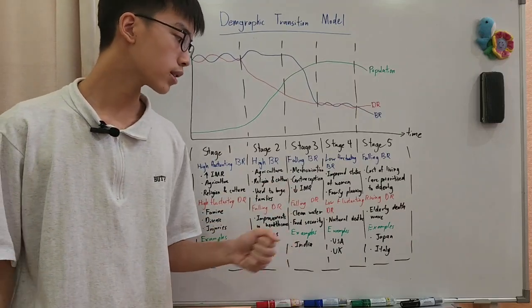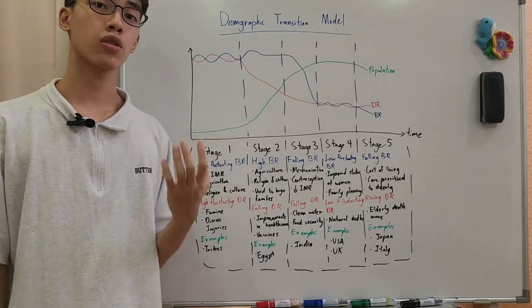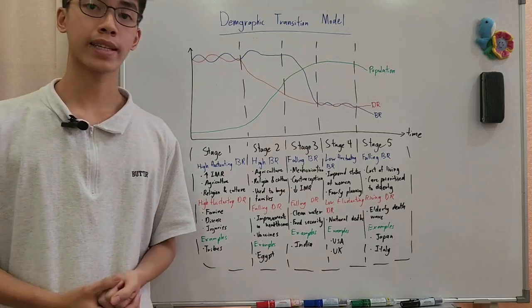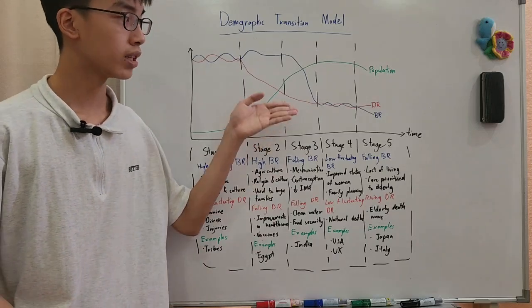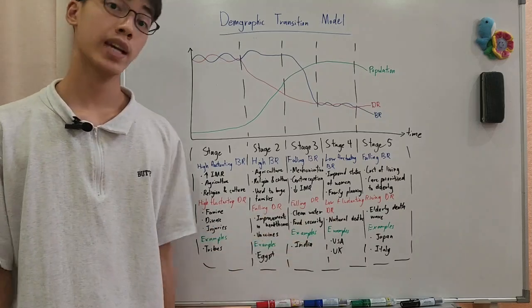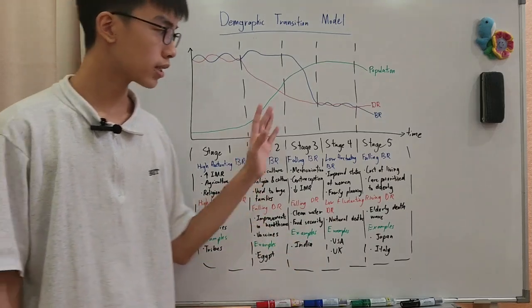As for your death rates, it has now reached your natural death rate, so people dying of natural causes or maybe incurable diseases like cancers. So you can't really decrease your death rates below this level. Examples are the USA and the UK, the United States and the United Kingdom. Now we move on to stage 5.